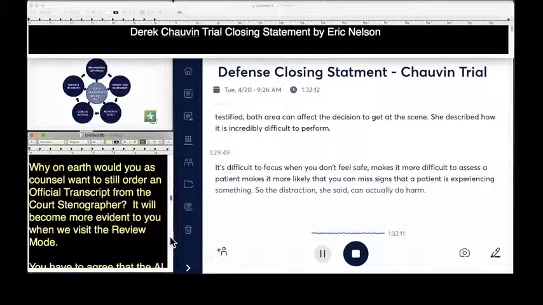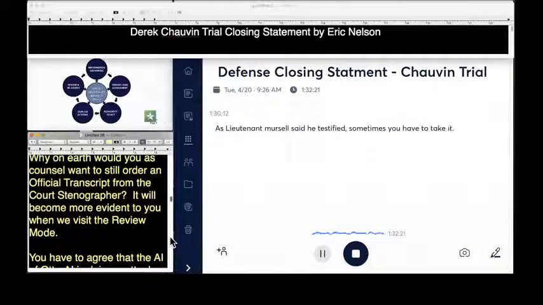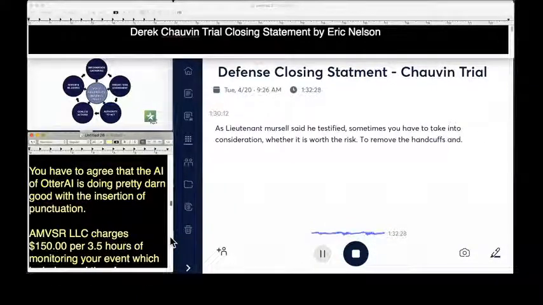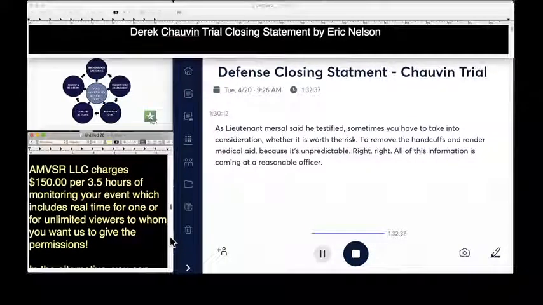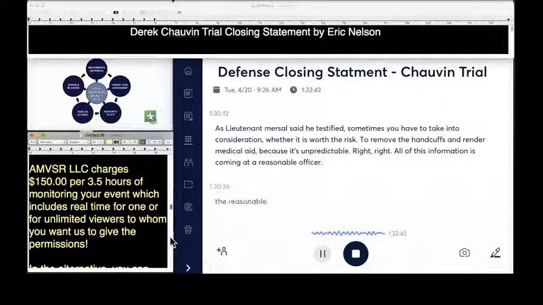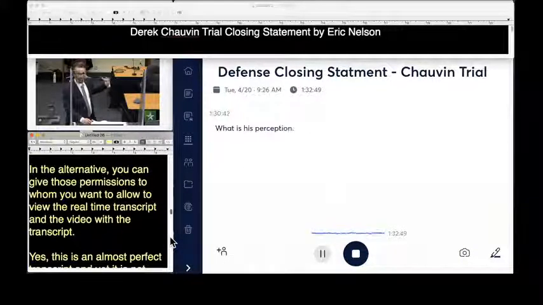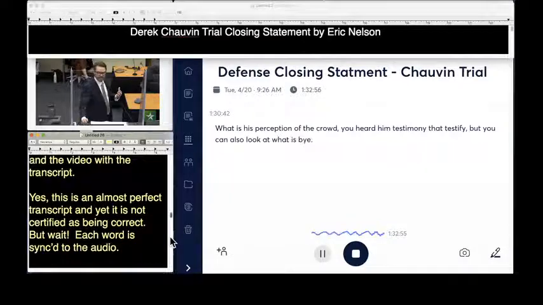When we're talking about this critical decision-making model, right? As Lieutenant Mercil testified, sometimes you have to take into consideration whether it is worth the risk to remove the handcuffs and render medical aid, because it's unpredictable, right? All of this information is coming at a reasonable officer. The reasonable police officer standard can also be extended to Officer Chang, right? What is his perception of the crowd? You heard him testify, but you can also look at what he was doing during this time.